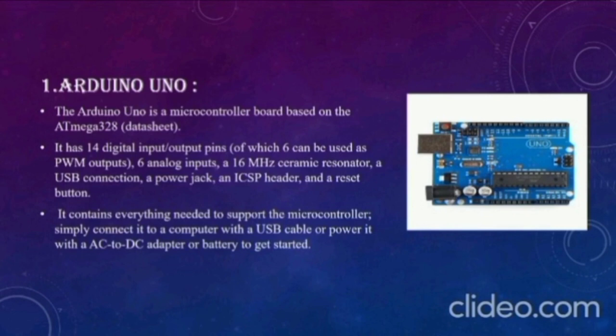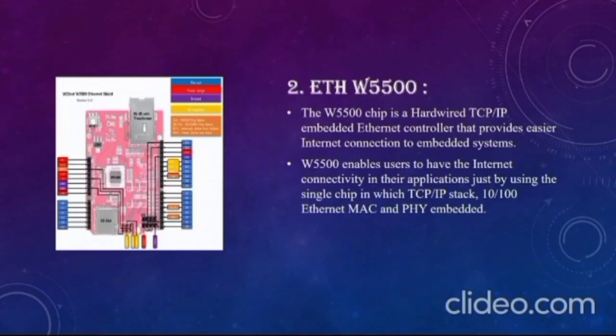Next, Arduino UNO, first part. The Arduino UNO is a microcontroller based on the ATmega328 datasheet. It has 14 digital input/output pins, 6 analog inputs, a 16 megahertz ceramic resonator, a USB connection, a power jack, an ICSP header, and a reset button. It contains everything needed to support the microcontroller. Simply connect it to a computer with a USB cable or power it with an AC to DC adapter or battery to get started.